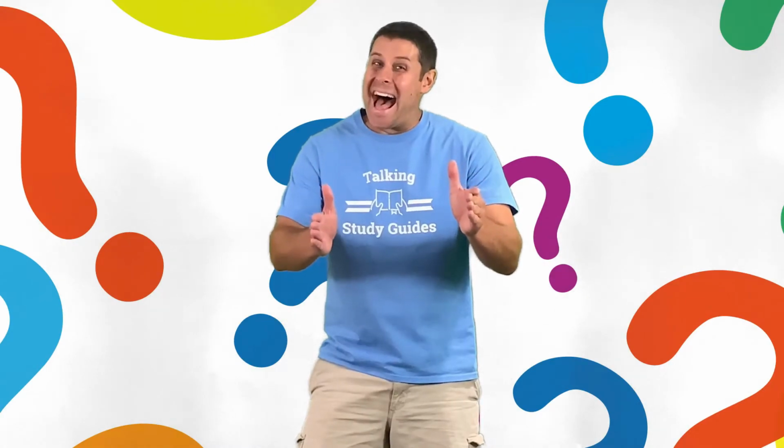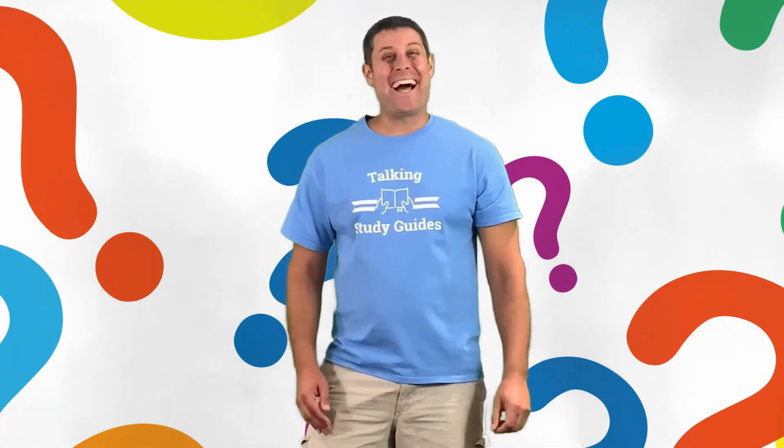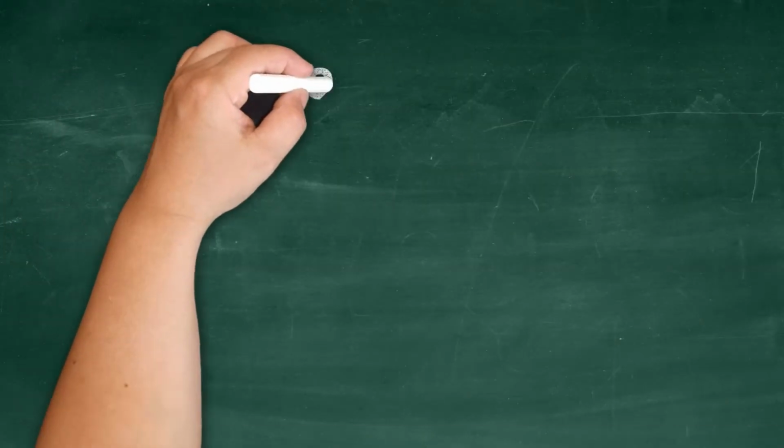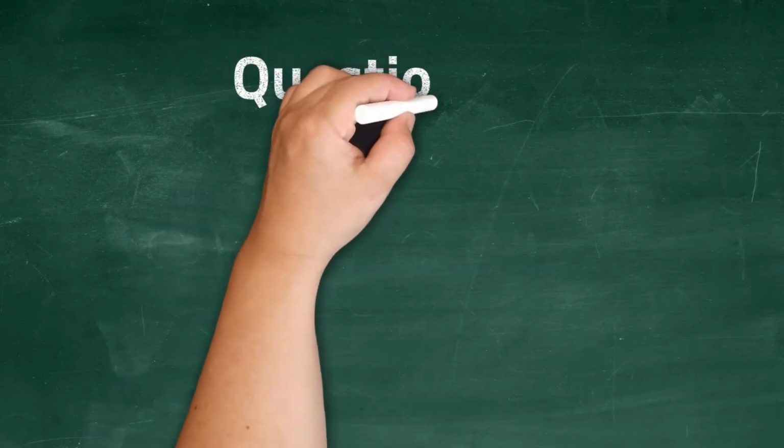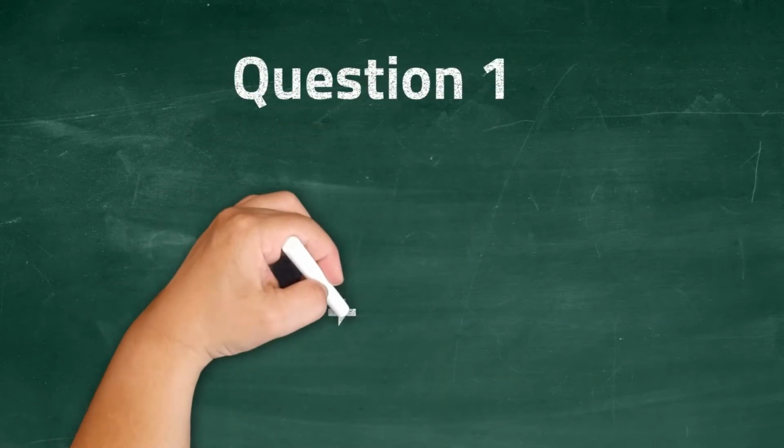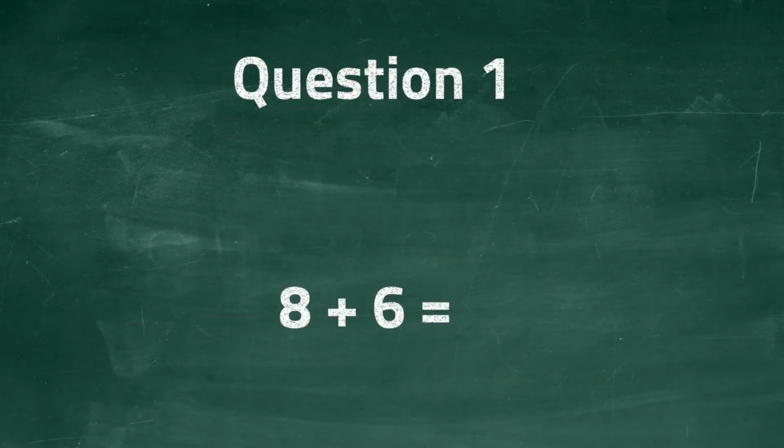All right, mathematicians. Now it's your turn to add up everything that you know and try these 3 questions. Good luck. Question 1. What is 8 plus 6? If you said 14, you're off to a great start.